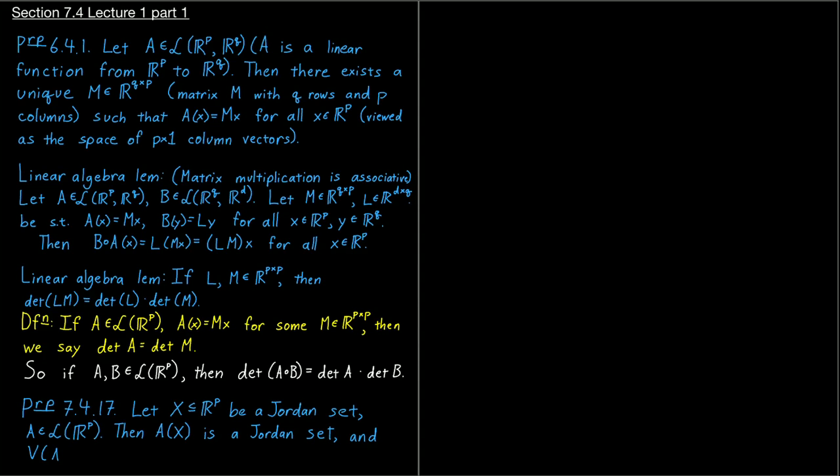The volume of A(X) is equal to the determinant of A in absolute value, because volume cannot be negative and determinants can be, times the volume of X. So for the rest of this video, we'll review some more linear algebra, and then we will get started proving this proposition. Next concept I want you to recall from linear algebra is row reduction.